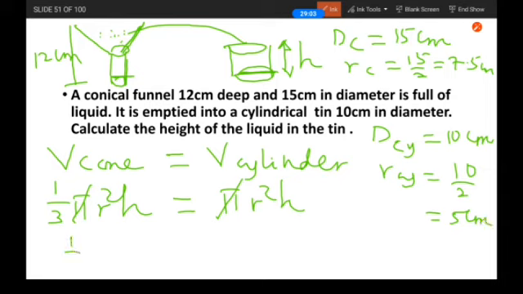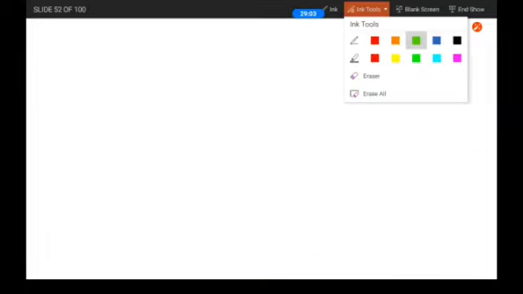That becomes 1/3 times r. The r will now be 7.5 squared. Is that okay? Then we have the height to be 12. The radius for this one is 5 squared. We are looking for the height here. So if you do this very well, we're going to be getting what now?